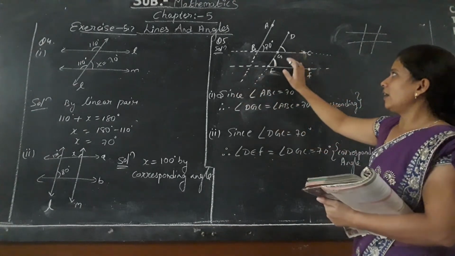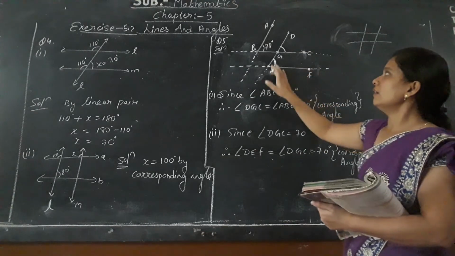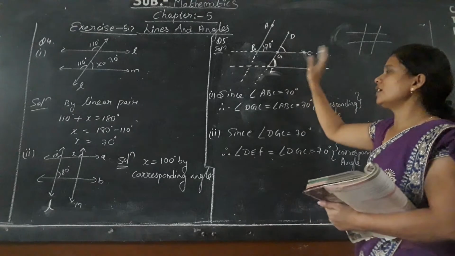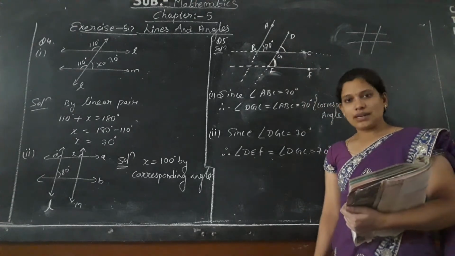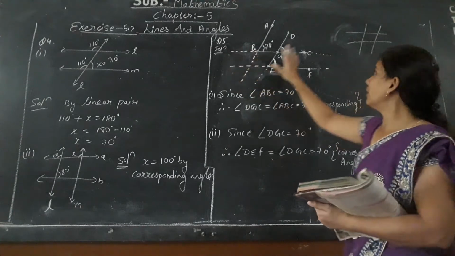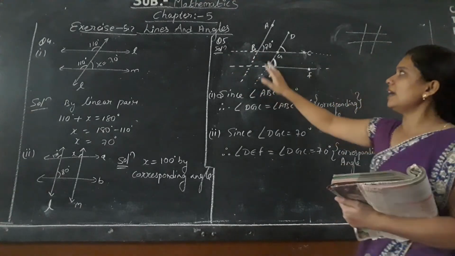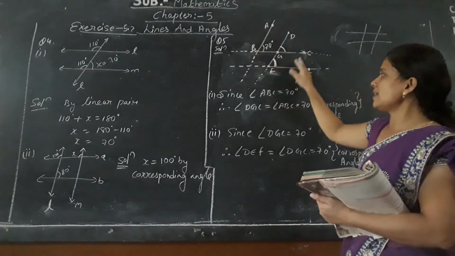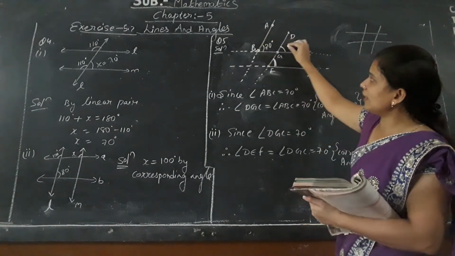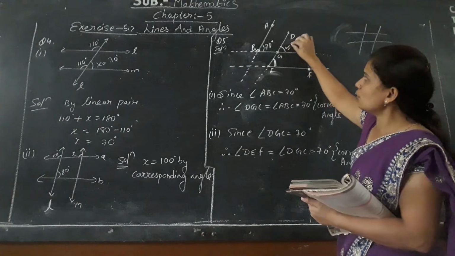If CF and ED are parallel, then here AD will act as a transversal. If AD is parallel, CF will act as a transversal. Okay. So using this property, by extending the figure in this form, we can say that angle ABC is equal to 70 degrees. If this angle B is equal to 70 degrees, angle G will also be equal to 70 degrees.